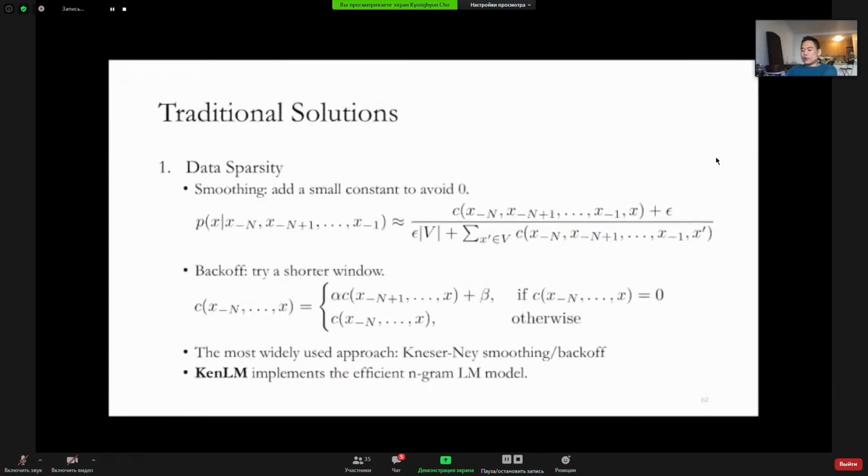So let's look at some of the traditional solutions. The traditional solution for the first problem of data sparsity is to simply smooth the whole distribution. In particular, the simplest smoothing technique, called add-epsilon or add-alpha smoothing, says that every possible n-gram should not have 0 probability. So every n-gram is going to have some non-zero probability. And how we do that is by adding some epsilon constant to every count that we get. By doing so, we are never going to assign 0 probability to any n-gram.